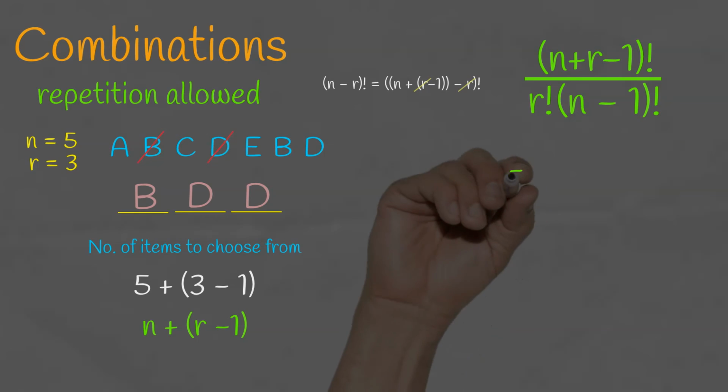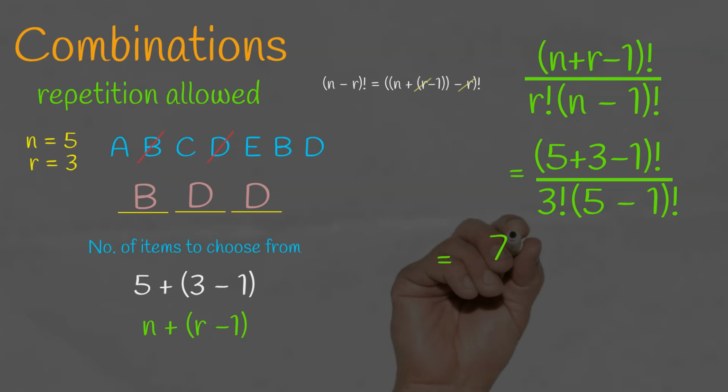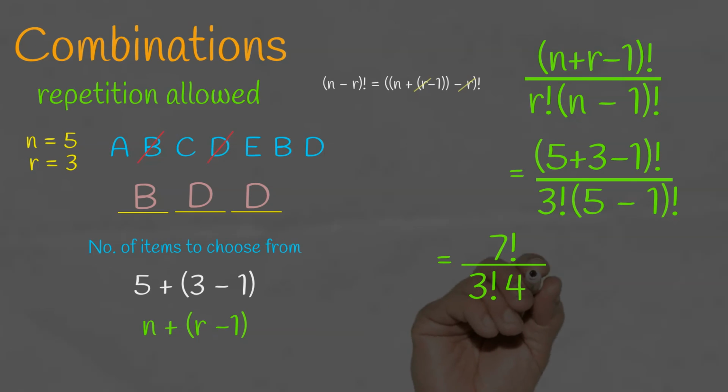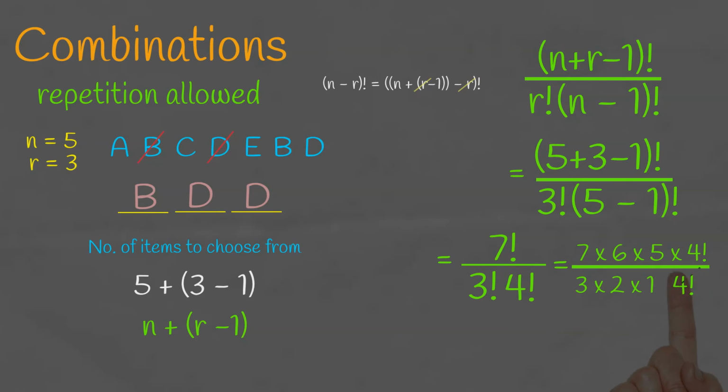And now we're just going to use the equation to get the answer. So we end up with 7 factorial over 3 factorial, 4 factorial. And if you write it like this, you can cancel the 4 factorials out, cancel the 3 times 2 with the 6. So the answer is 7 times 5, which is 35.